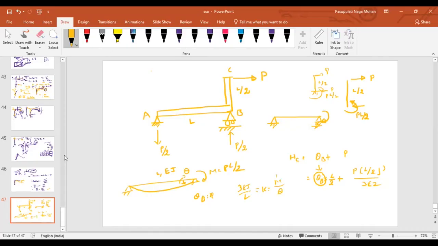What is my M acting at that point? PL by 2. Then what will be my stiffness? M by theta, 3EI by L. So M is PL by 2; if I go upstairs, PL square by 2 times 3, PL square by 6EI. So here what is the value? PL square by 6EI times L by 2 plus PL by 2 cube by 3EI.